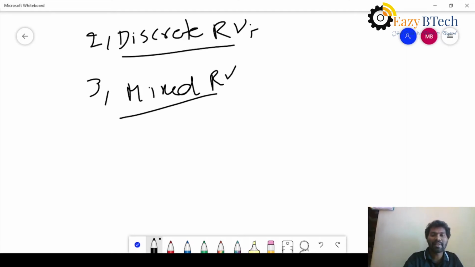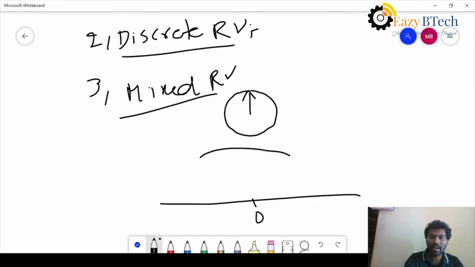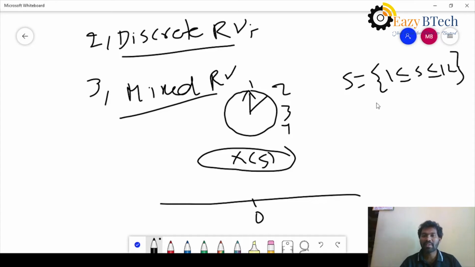The third one is the mixed random variable. As the name indicates, mixed, our real axis must have continuous as well as discrete values. Now see, in the same way, I am taking my sample space from the needle, and my x of s is like this. Here we already defined it as 1, 2, 3 like that. So I am defining my x of s, but first let me define s. So s is from 1 to 12. The sample space means this needle can stop anywhere from 1 to 12. This is the meaning of this one.